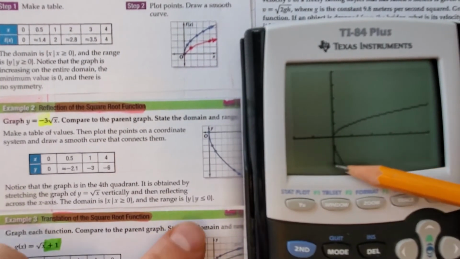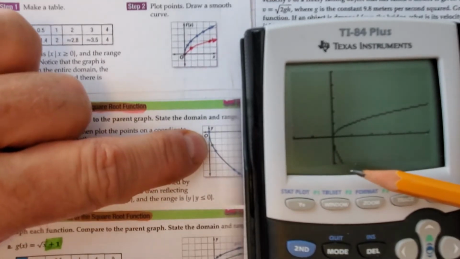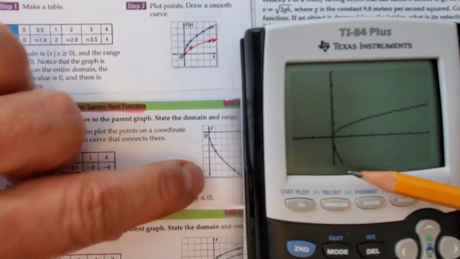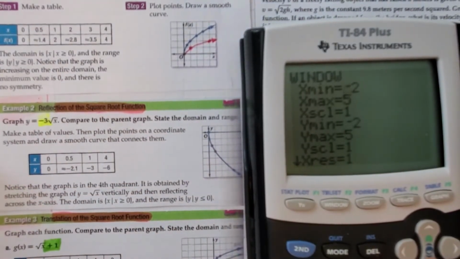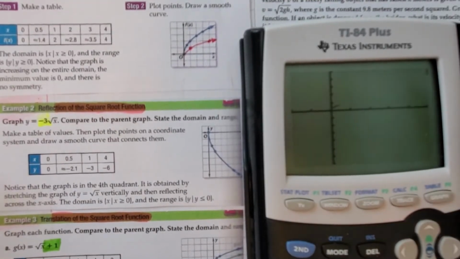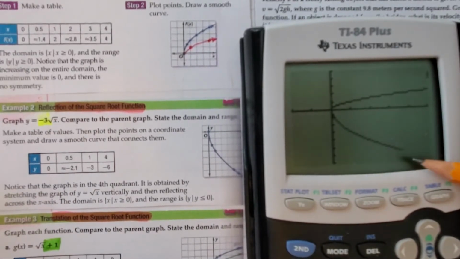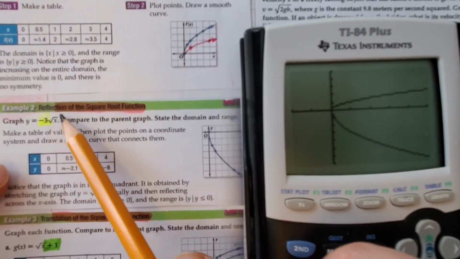But I want to go down farther. So do you see how this goes down farther? So the y goes 1, 2, 3, 4, 5, 6, about 7. So my y-axis goes down 7. So y minimum is -7, like that. And now when I hit graph, you can see the parent function, and now you can see the function y equals -3 square root of x.